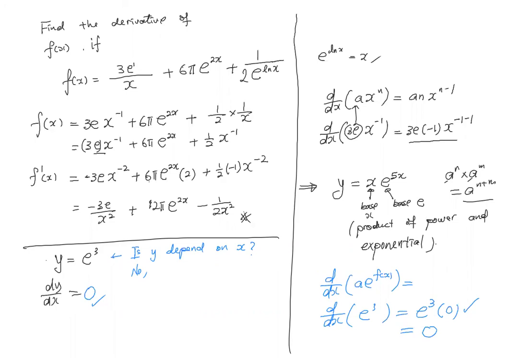Same goes if I say y equal to e to the power of ln 5. So this is 5. I don't have to change to 5 also, doesn't matter because it doesn't depend on x. So dy dx equal to 0. See that?